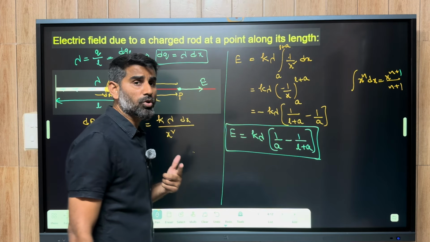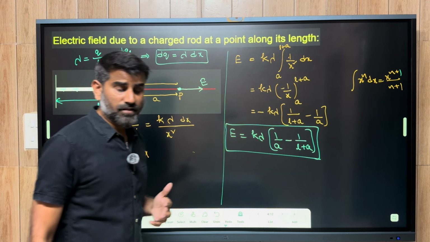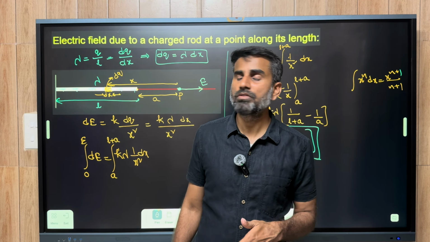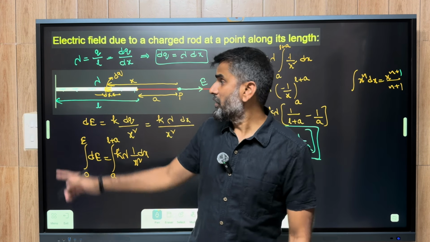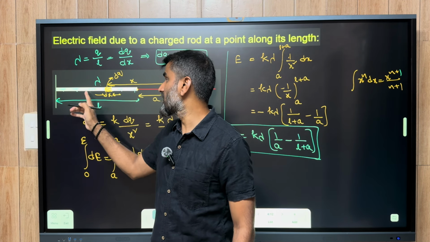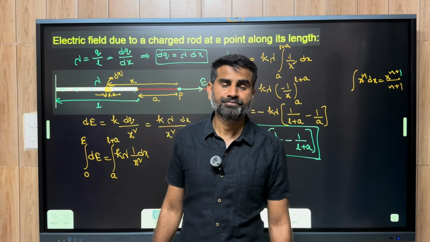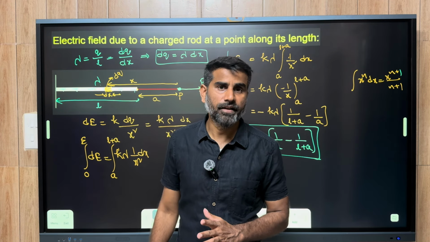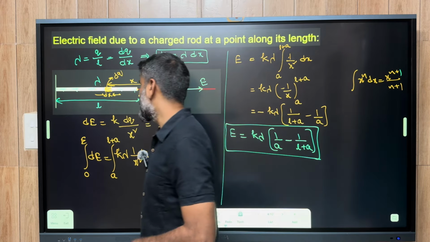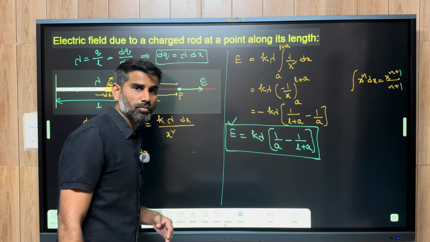Okay, and one more point that I wanted to mention. The linear charge density that I've taken here is uniform. It is not changing with the length. The linear charge density is lambda here, lambda here, lambda everywhere along its length. It is not changing with its length or time. It is not a variable. So for such an example, it is always best to remember this formula.